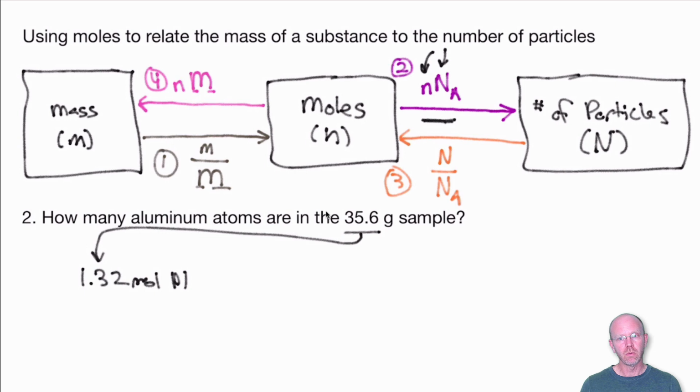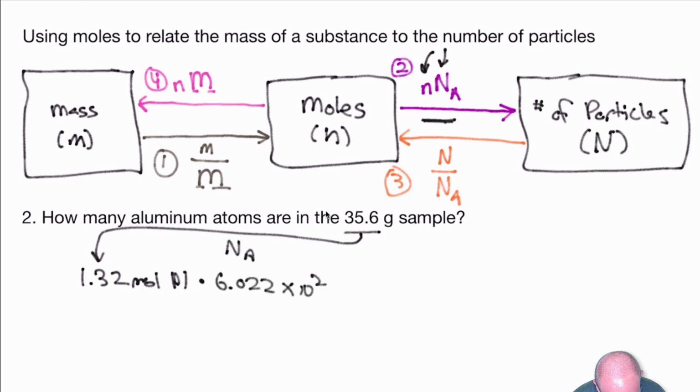So I have 1.32 moles of aluminum in this sample. And so I'm going to multiply that by Avogadro's number to see how many particles I have. So this is the N, and here's the N sub A, 6.022 times 10 to the 23rd. Avogadro's number actually has more significant digits than this. You can look them up in your book, but usually we just stick with those 4 significant digits.